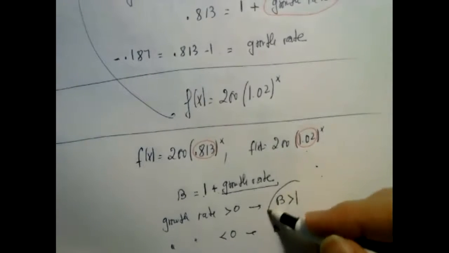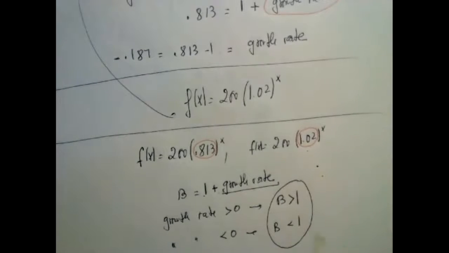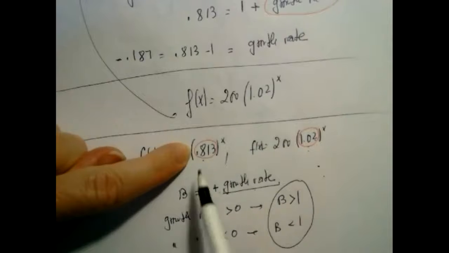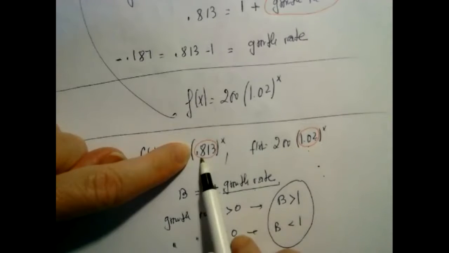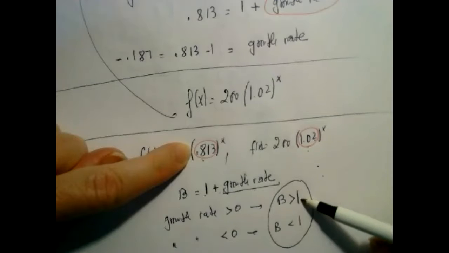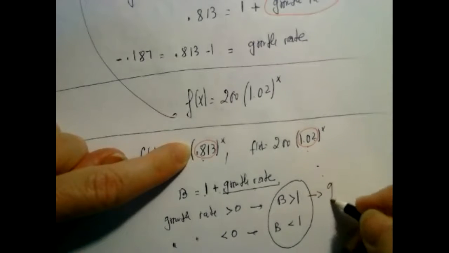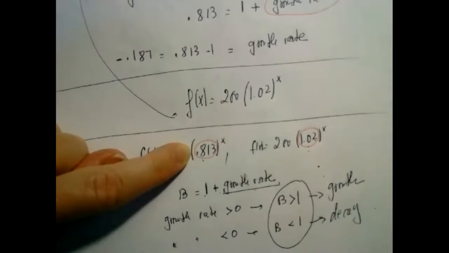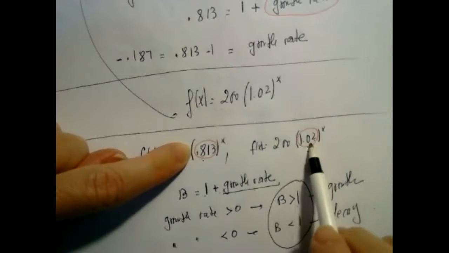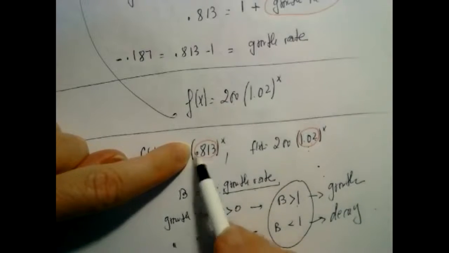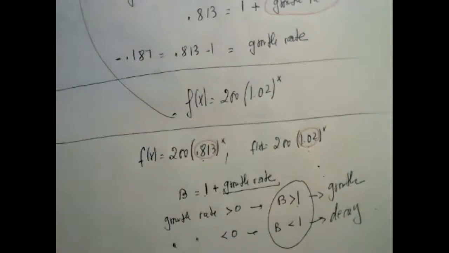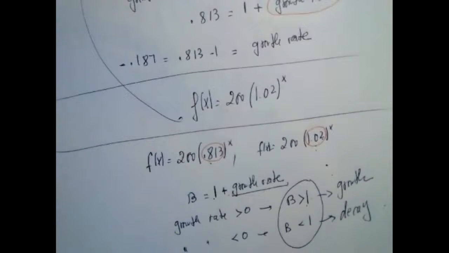So what's actually going to tell us whether it's an increase or decrease is the B. If B is bigger than 1, it means we're growing by 2%. That's growth. If B is less than 1, it means we are losing something. Here, the growth rate is going to be negative. So B bigger than 1, we have growth. B less than 1, we have decay. Because here we're adding something, 1 plus 0.02, and here we're taking away something, 1 minus 0.187. So that's really what's going to guide us whether it's growth or decay. It's really the B in here.